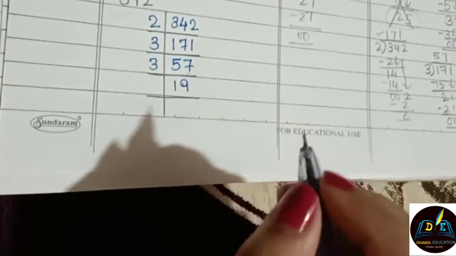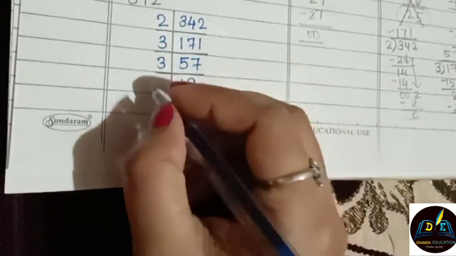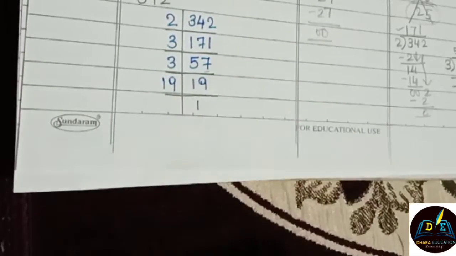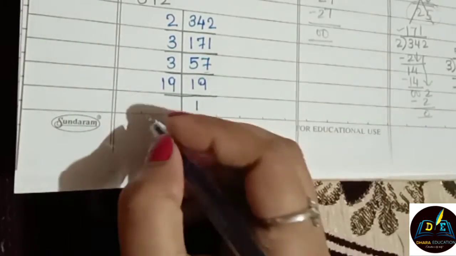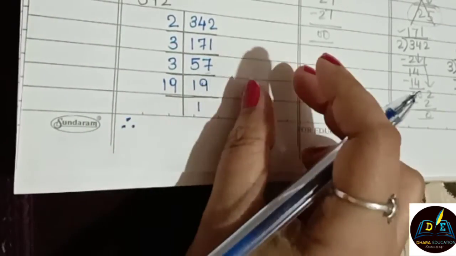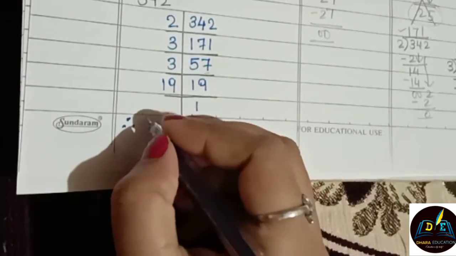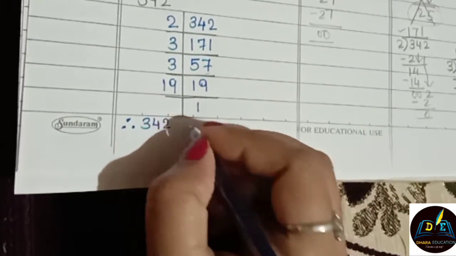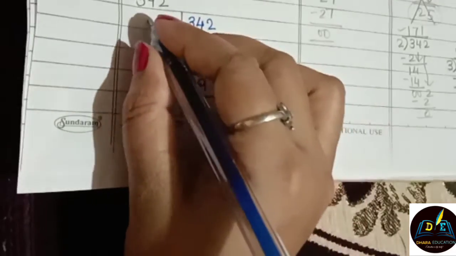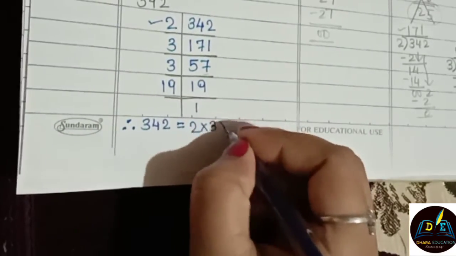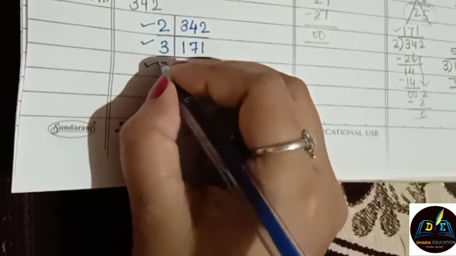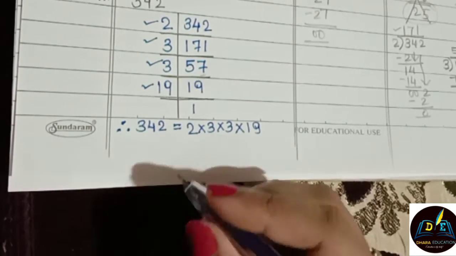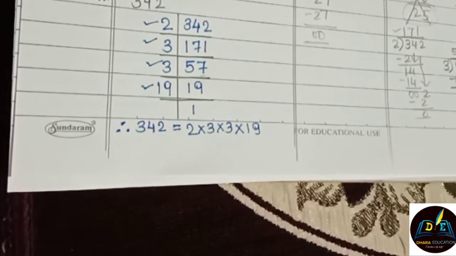Now 19 is such a number wherein it will only go with the 19 table. That is 19 1s are 19. And henceforth the solution is completed. So here we can conclude that, as I don't have space, I am writing here, that 342 is equal to 2, that is this 2, multiplied by 3, multiplied by 3, multiplied by 19. That is 3 multiplied by 3 multiplied by 19. Okay, so with this our 8th sum is also done.